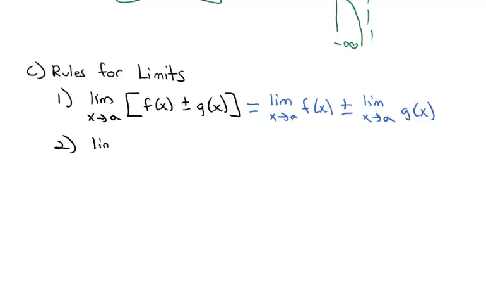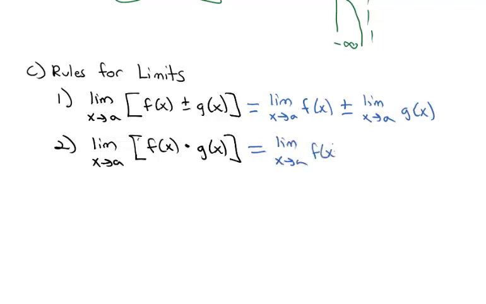Similarly, if we had the limit as x goes to a of two things that are multiplied together, f of x times g of x, we can do the limit before or after they are multiplied. So if it's easier, we'll first take the limit as x goes to a of f of x and multiply that by the limit as x goes to a of g of x. Take the limit of the parts and then multiply the answers together.